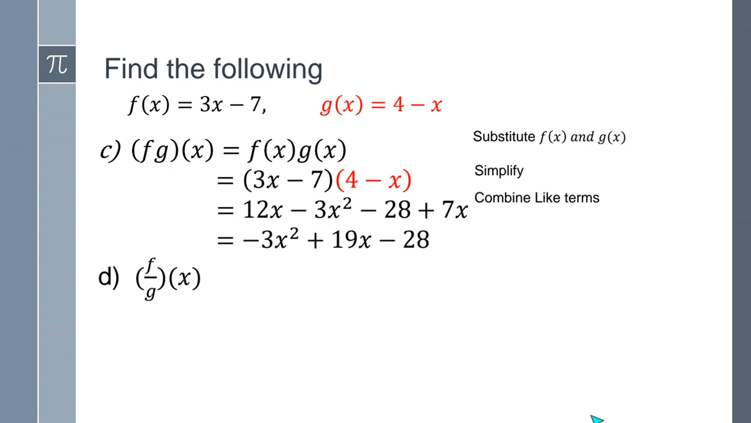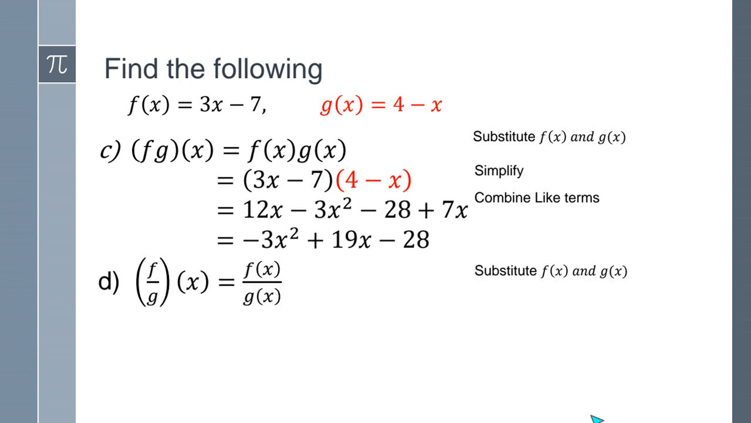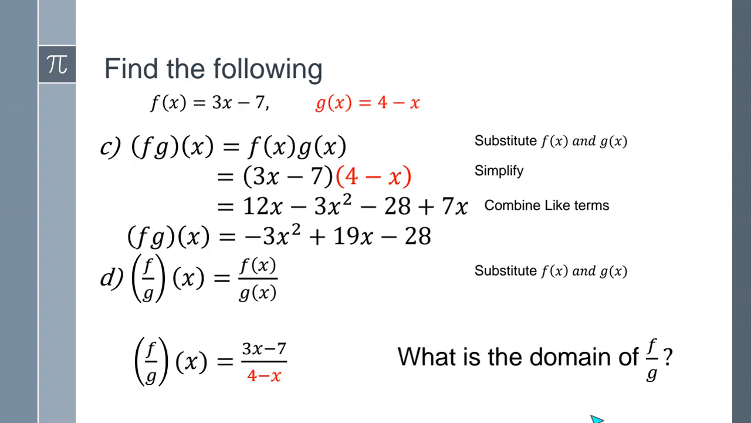All right, let's do the last one. Again, what this operation is telling me is I want to divide f by g of x. Technically, that's all it is. I want to divide f of x with g of x. So now I'll substitute each one. Again, f of x was 3x minus 7. G of x was 4 minus x.